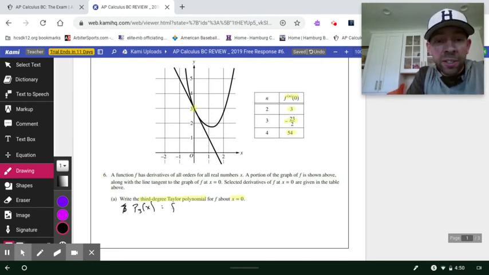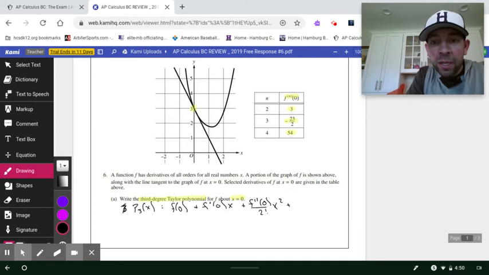In a general sense, it's going to be the value of f of 0 plus the value of f prime of 0 multiplied by x. Then it's going to be the second derivative at 0 divided by 2 factorial multiplied by x squared. And then the third derivative at 0 over 3 factorial times x cubed. So all I've got to do is plug in my specific values.